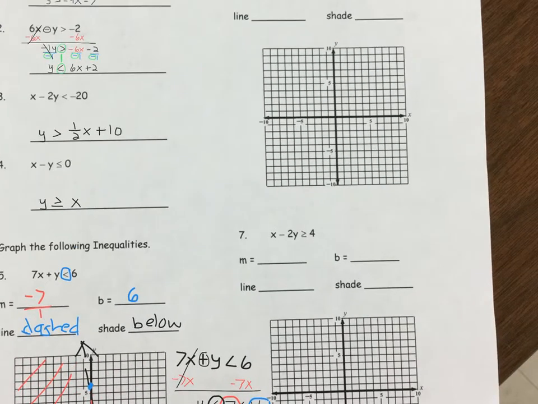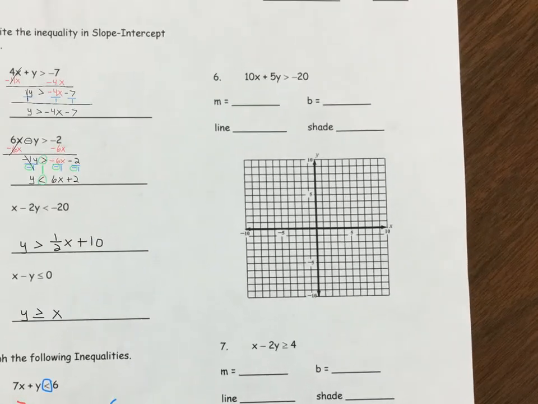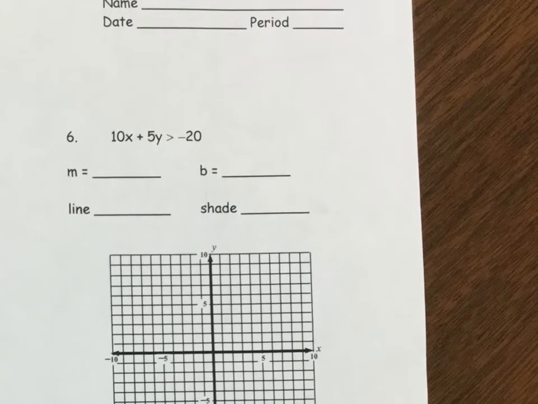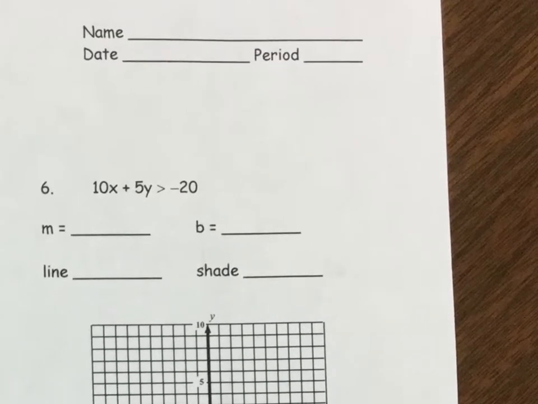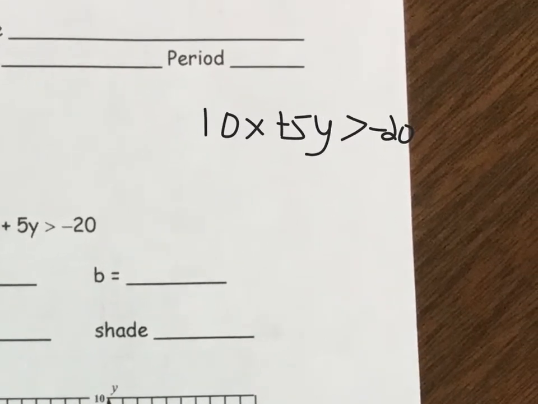Okay, so let's go back up to the top here and do number 6. So I do have a little bit more room to work over here, so I can just write this inequality up top. So that's 10x plus 5y is greater than negative 20. All right, and I want to get this into y equals mx plus b. Okay, so I'm going to subtract 10x on both sides. That's always the first step.